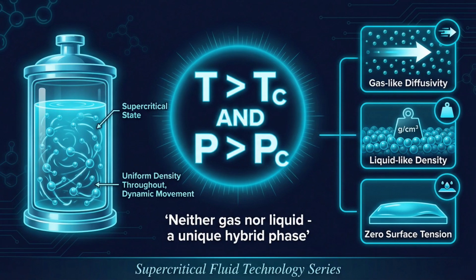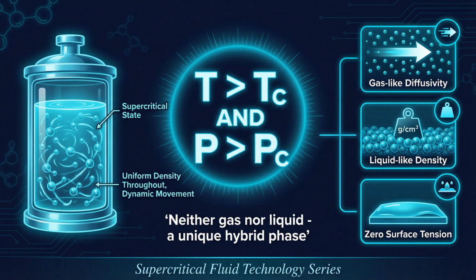So, what exactly is a supercritical fluid? The definition is straightforward. It's any substance heated above its critical temperature and compressed above its critical pressure simultaneously. When both conditions are met, something remarkable happens. The substance enters a state that is neither truly gas nor truly liquid.